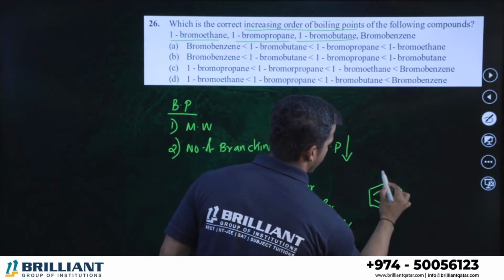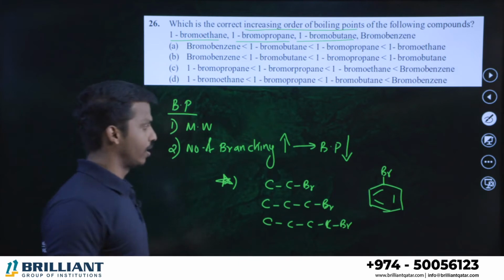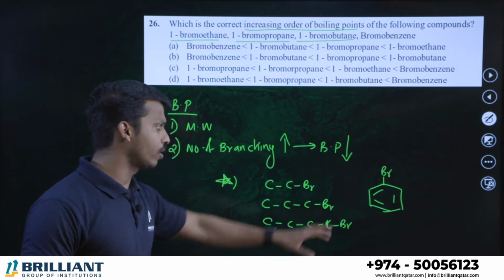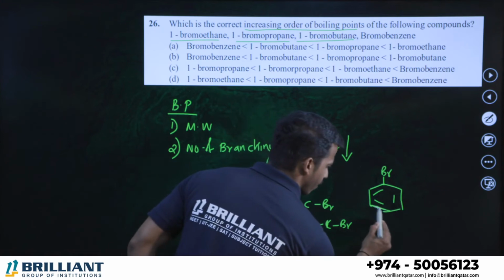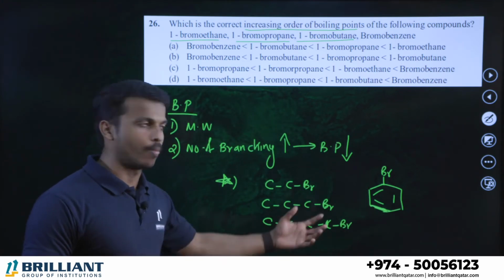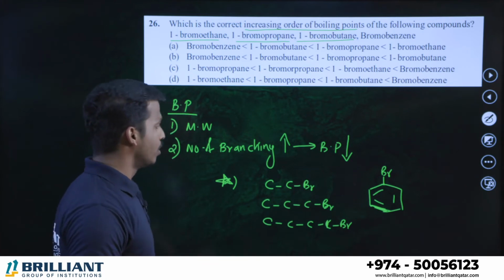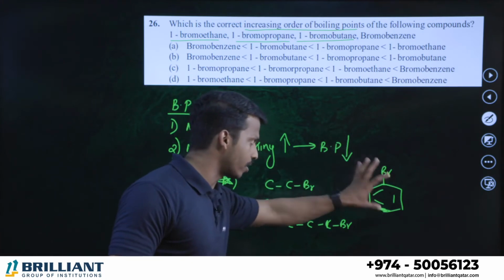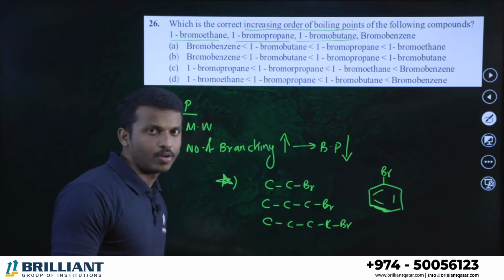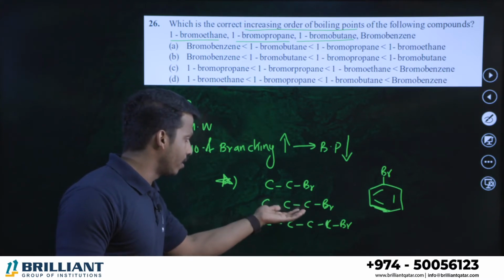Okay, this is the one. Can you tell me, dear student, which one has the greatest mass first of all? I think no doubt bromobenzene, right? Bromobenzene, because there are 6 carbon atoms, bromine and the remaining hydrogen atoms. So greater weight is for this one, so greater boiling point. After that, no doubt, this one, because there are so many carbons.